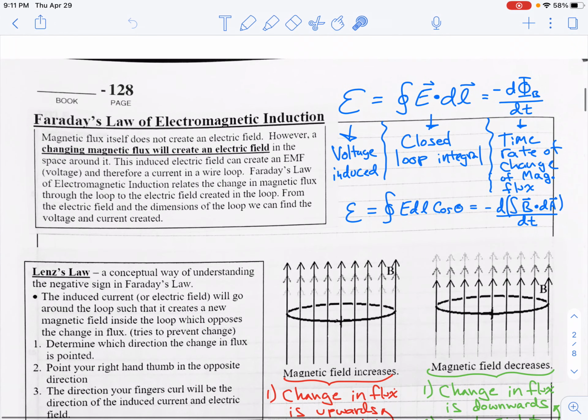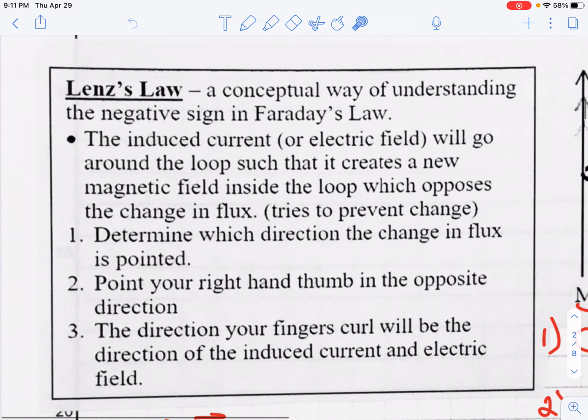So Lenz's law is kind of a conceptual way of understanding the negative sign in Faraday's law. When an induced current gets created from a changing magnetic flux, it will be created in such a way that the new magnetic field created by the induced current, remember, a current moving around in a loop of wire will create a magnetic field, there's a right-hand rule for that. This current that gets created will want to fight or prevent the change in magnetic flux. So there's going to be another version of the right-hand rule here. Keep these things all straight.